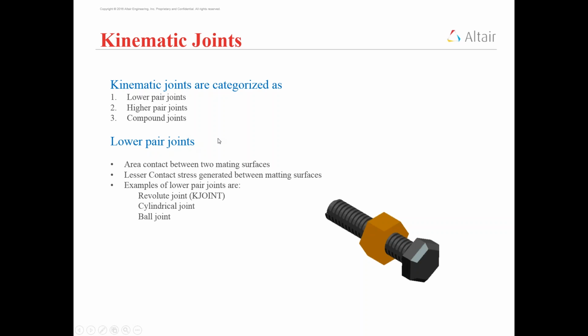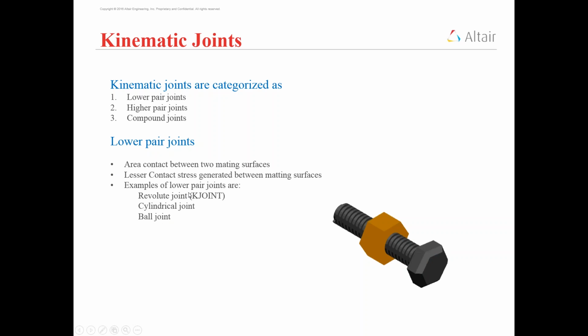Lower pair joints have area contact between two mating surfaces. Because of this area contact, lesser contact stresses are generated between mating surfaces. And this animation is an example of a lower pair joint: screw and bolt. Examples of lower pair joints are the revolute joint, cylindrical joint, and ball joint.